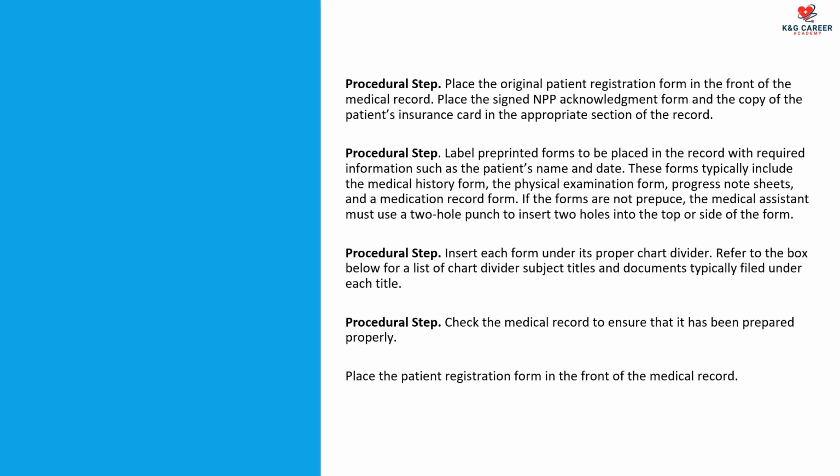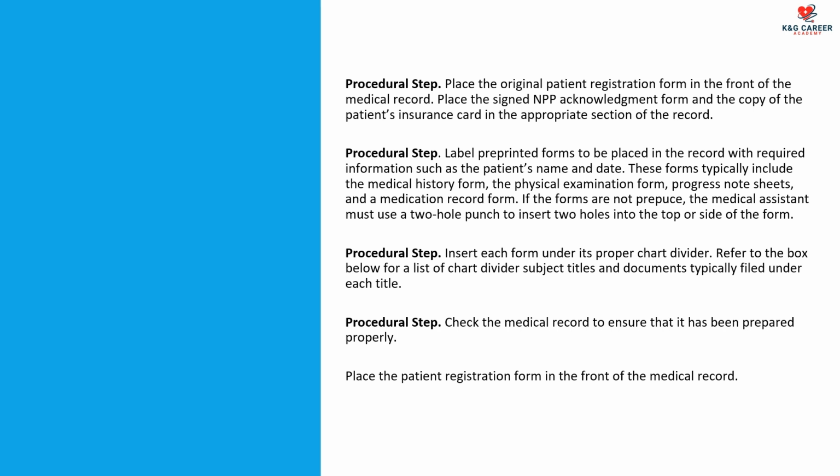Procedural step. Label pre-printed forms to be placed in the record with required information such as the patient's name and date. These forms typically include the medical history form, the physical examination form, progress note sheets, and a medication record form. If the forms are not prepunched, the medical assistant must use a 2-hole punch to insert 2 holes into the top or side of the form.